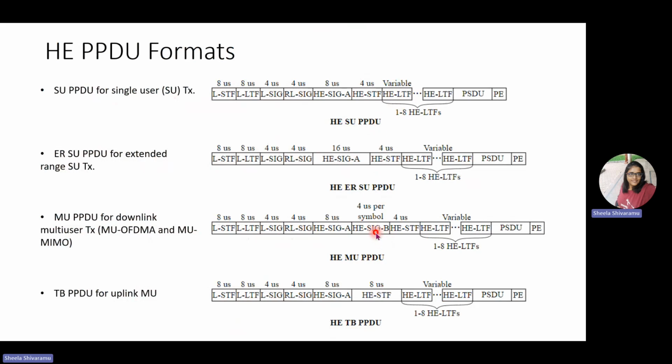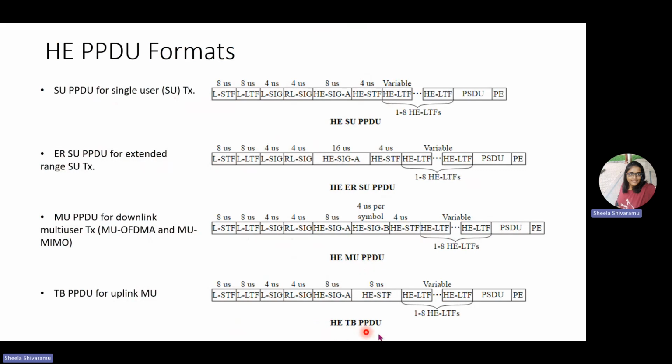And if you notice, this HE-SIG-B field is present only in the HE MU PPDU. The other PPDUs do not have this HE-SIG-B field. Then there is HE-STF and HE-LTF, that is a short training and long training field, which is used, again, for channel estimation. This L-LTF is used at the beginning of the packet to estimate the channel. Here, this HE-LTF field is also present in between, just before the data PSDU. There is HE-LTF, which is used for channel estimation, and it is of variable length, which varies depending upon the scenario.